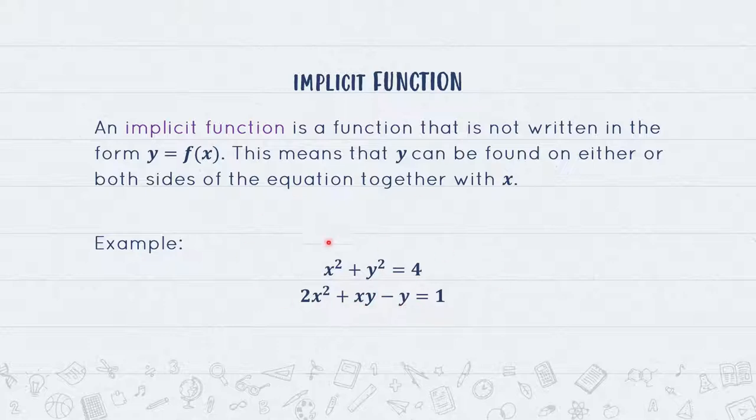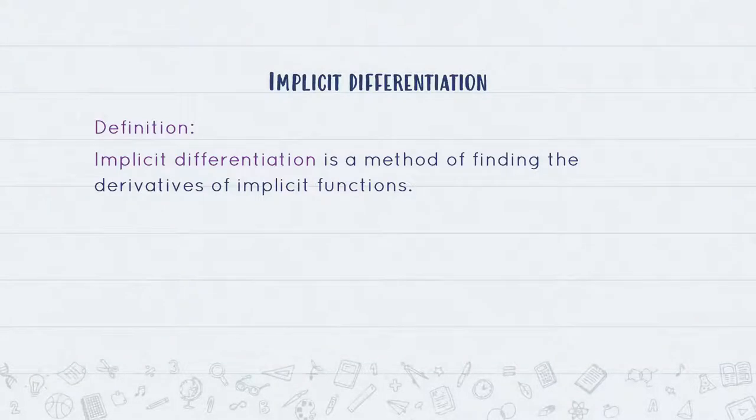Actually, you can still apply the normal differentiation, but you have to solve first for y, so you make y isolated on one side and the rest of the terms on the other side. But if that is a hassle, then we use another special differentiation. It is called implicit differentiation. So, implicit differentiation is a method of finding the derivatives of implicit functions.